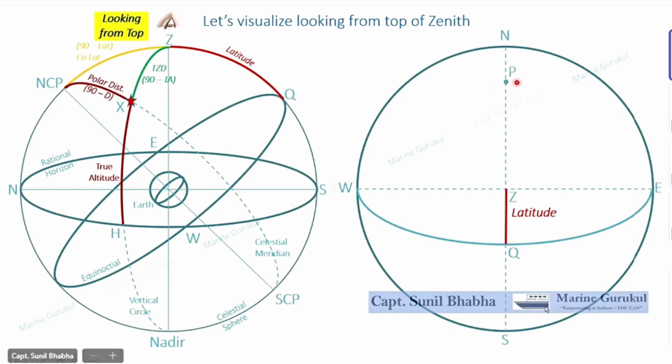Let's mark off the arc P to Z also. This is marked in yellow, exactly the same as was marked in the celestial sphere diagram. So you see P to Z was marked as yellow, and it has been marked as yellow in the rational horizon diagram as well. This is equal to 90 minus latitude, or equal to the co-lat.